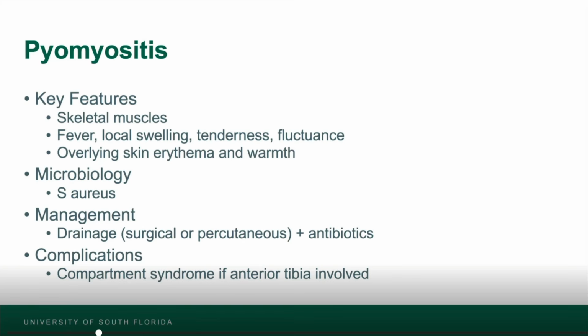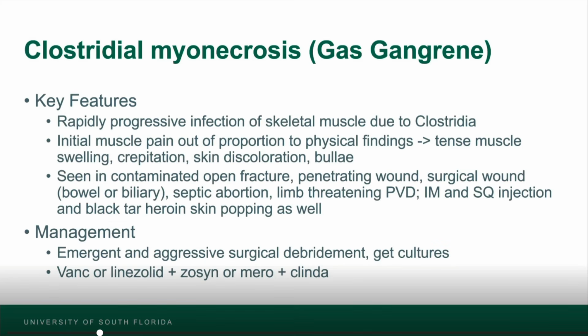But in his case, it looked like a cellulitis, it was on the skin, but it wasn't getting better in the time we would expect. So we looked deeper. Staph aureus is the most common cause of pyomyositis, and you generally need drainage plus antibiotics. If it's in areas of the body at risk, you can develop a compartment syndrome from the swelling associated with it. And I referred to this on that prior slide, but Clostridial myonecrosis, also known as gas gangrene, is a rapidly progressive infection due to Clostridia.